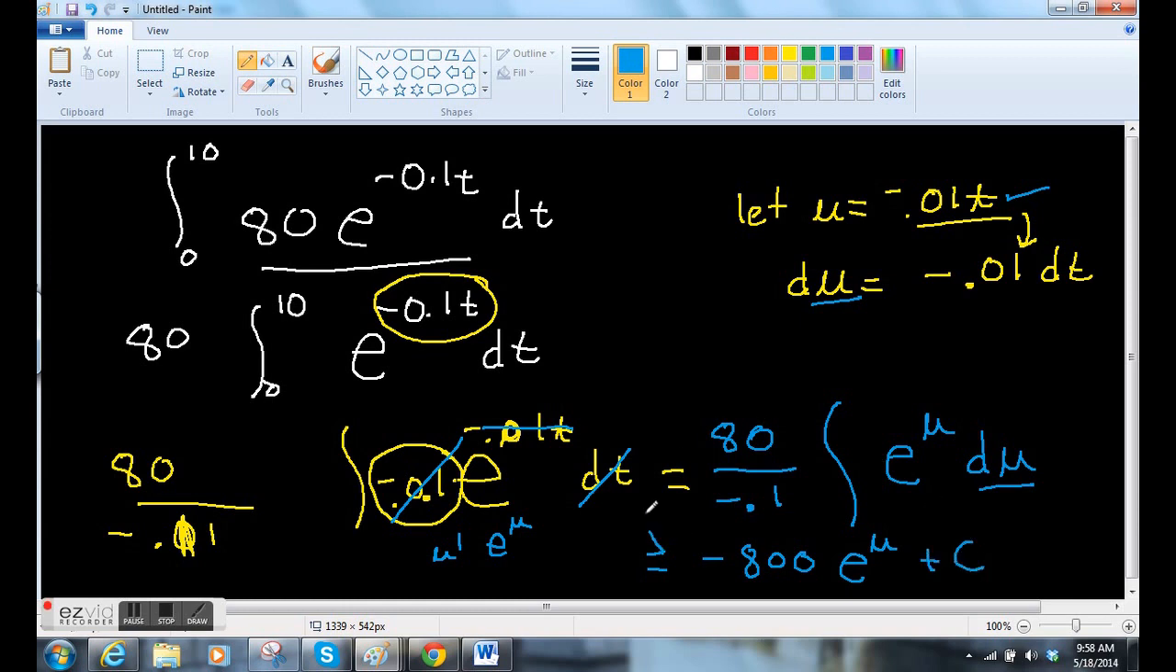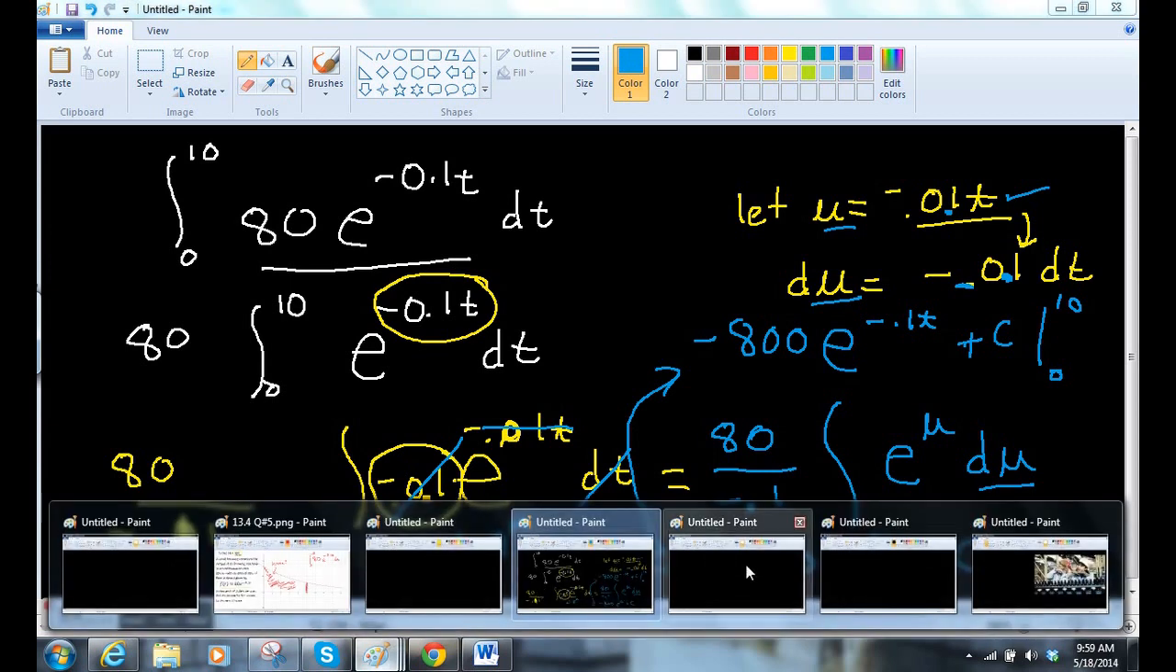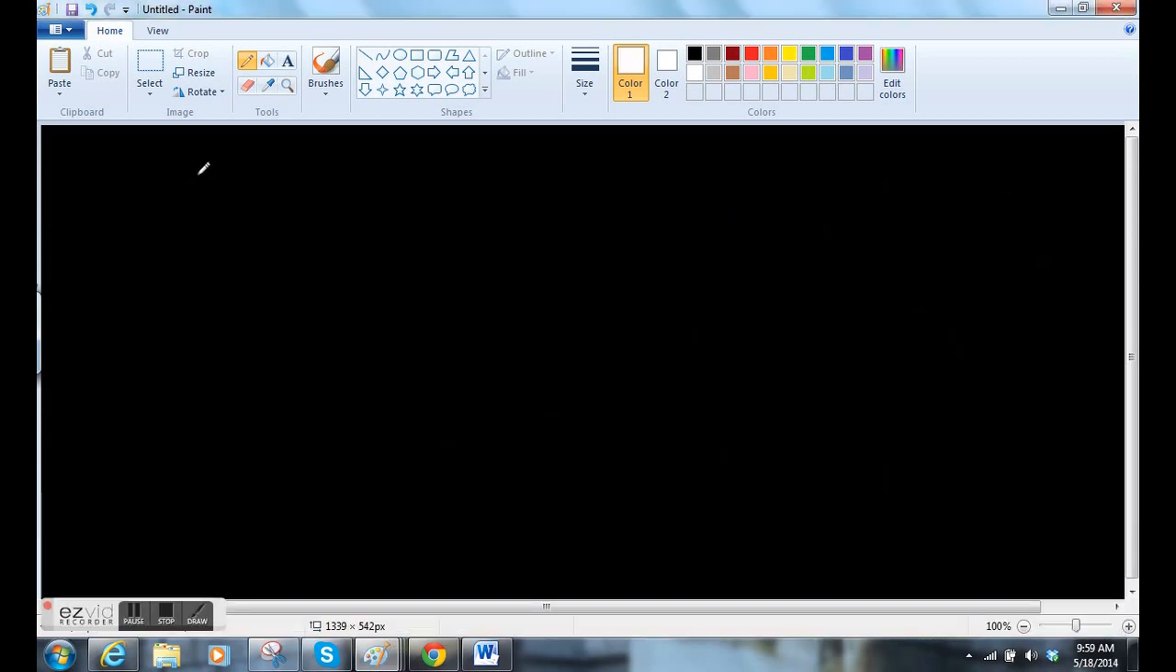The answer here is negative 800. We're going to put the u back in. Negative 800 e to the negative 0.1 t plus a constant, and we're evaluating this from 0 to 10. So I'm going to rewrite this on another page.